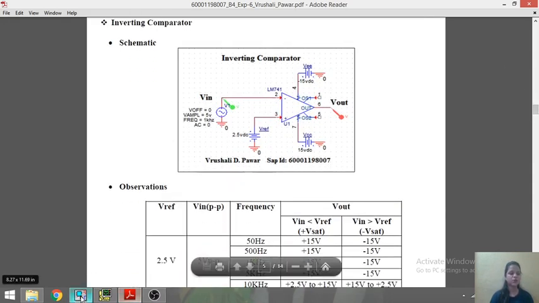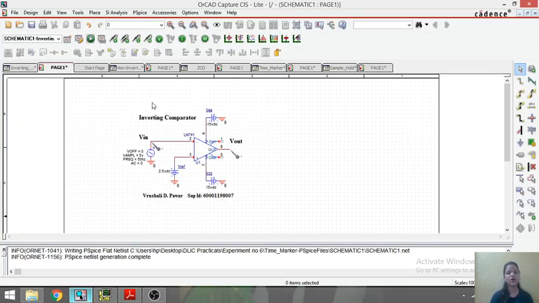So let us go to the software and simulate the circuit. Here I already made an inverting comparator circuit. In that I am giving the amplitude as 5 volt and the frequency as 50 Hz, and the Vreference is 2.5 VDC.